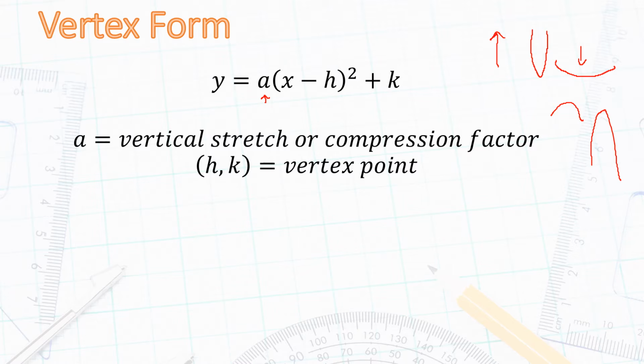And then h and k are your vertex. And notice, big one here, notice the minus in the formula. So it's x minus h, which means that whatever our h value is, it will always look like the opposite sign when we're finished our equation.